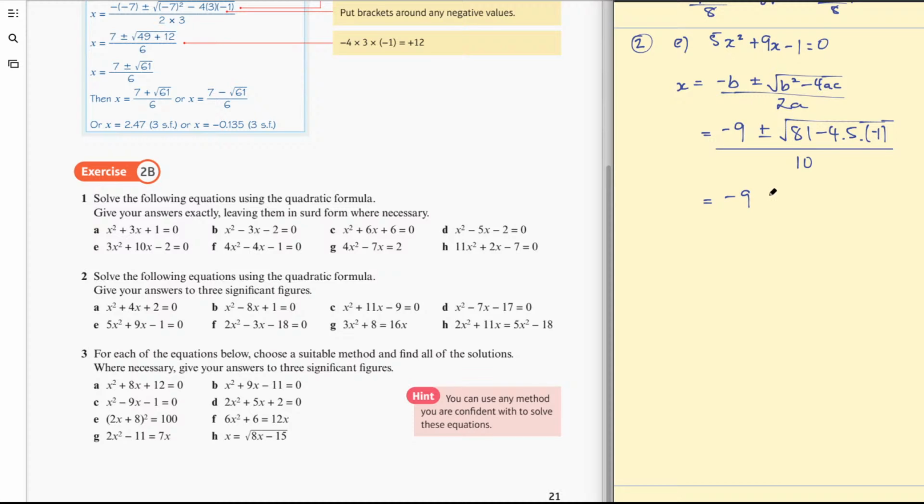Okay, then we want to simplify the term under the square root. So this will be 81 take 4 times 5 is 20. Multiplied by negative 1 is negative 20, so the 2 negatives make a positive. So here we could do this in one step actually. 81 plus 20 is 101. Okay, so 101 divided by 10. I'm just thinking, can we simplify that? Possibly not.